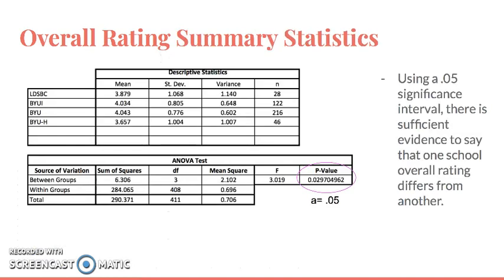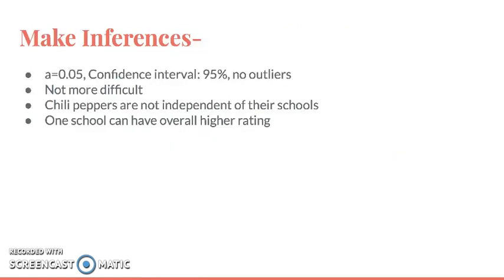So looking at our overall rating summary statistics, because of our p-value being low, we rejected our null. We can now infer that the data shows there is at least one school that has higher overall ratings than the other schools. Alright, so then using an alpha of 0.05 and a confidence level of 95%, we can infer these differences.